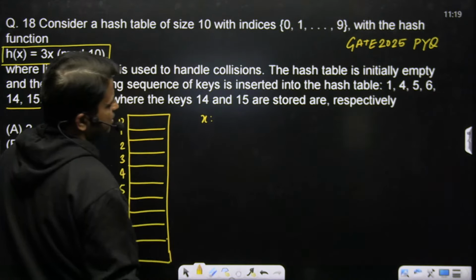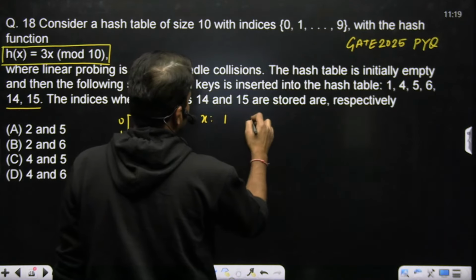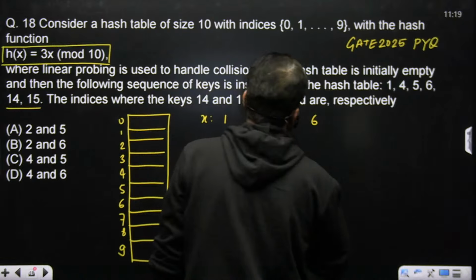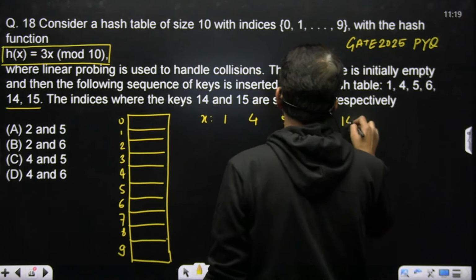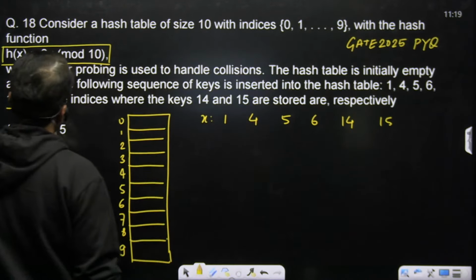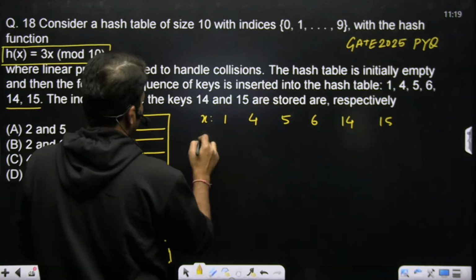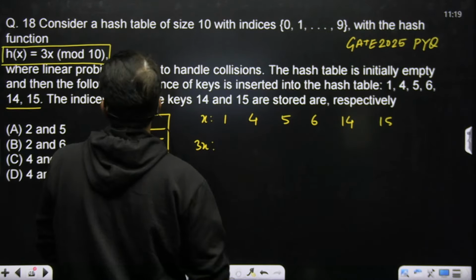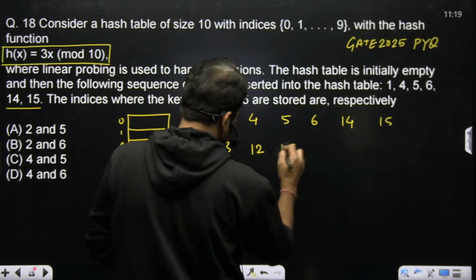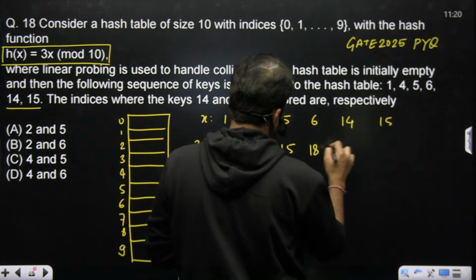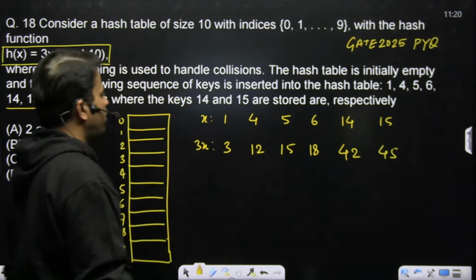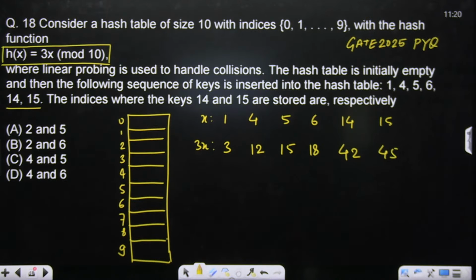The keys given are 1, 4, 5, 6, 14, 15, and h(x) equals 3x mod 10. These are the keys 3x. What is 3x, student? 3 times 1 is 3, 3 times 4 is 12, then 15, 18. So this is 3x, and then we take 3x mod 10.